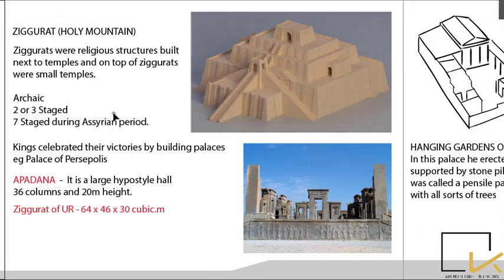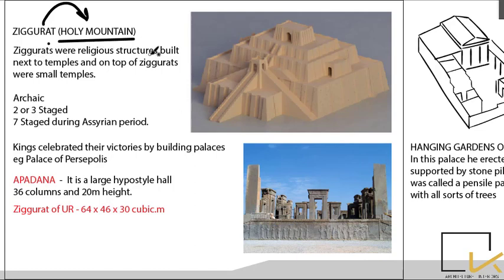The temples that villages or cities had were mostly ziggurats. Ziggurat is also known as holy mountain. Remember this, it's asked as an MCQ. Ziggurat is nothing but a holy mountain. It's mountain shaped and it's holy because it has a temple inside it.